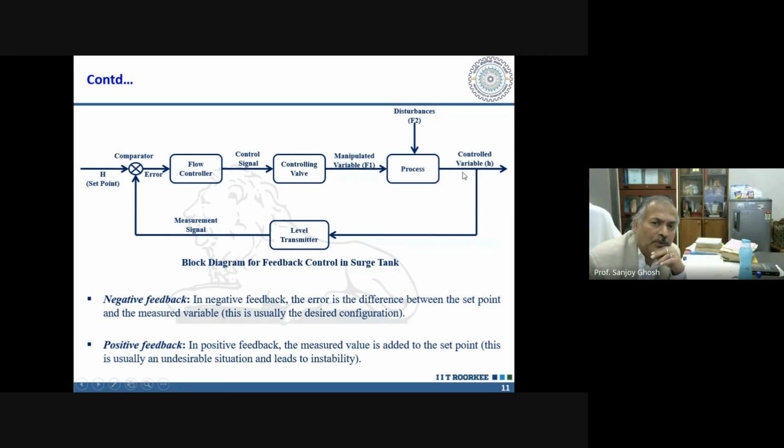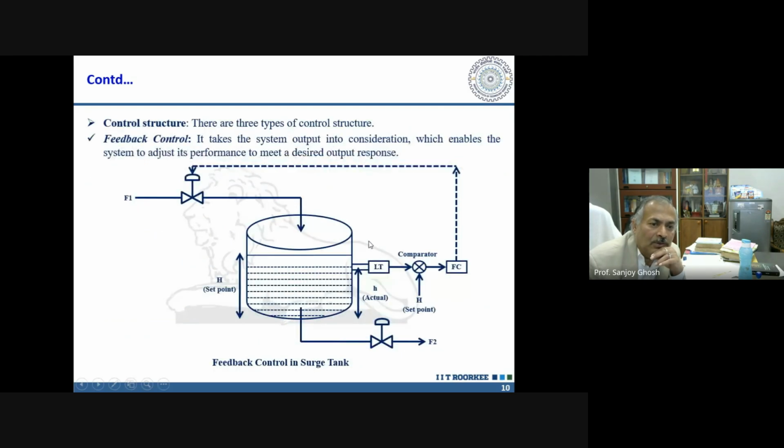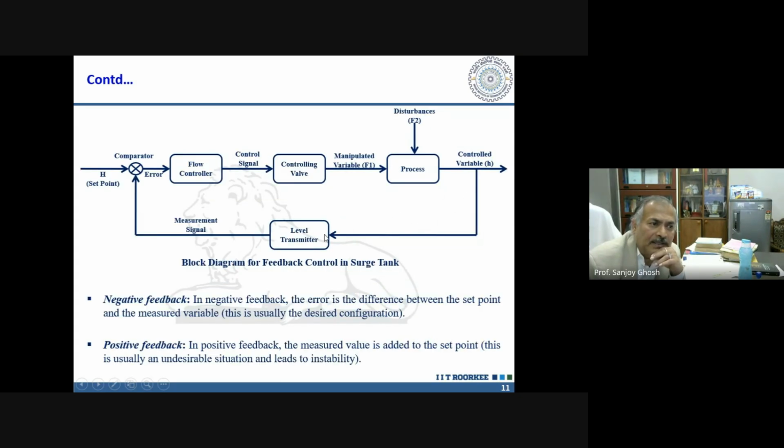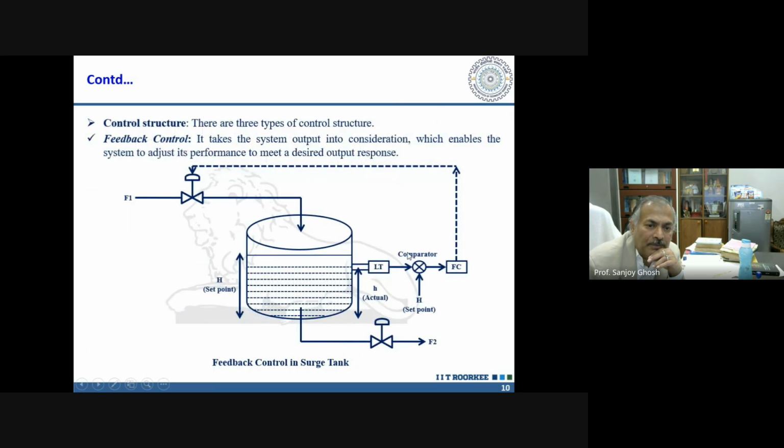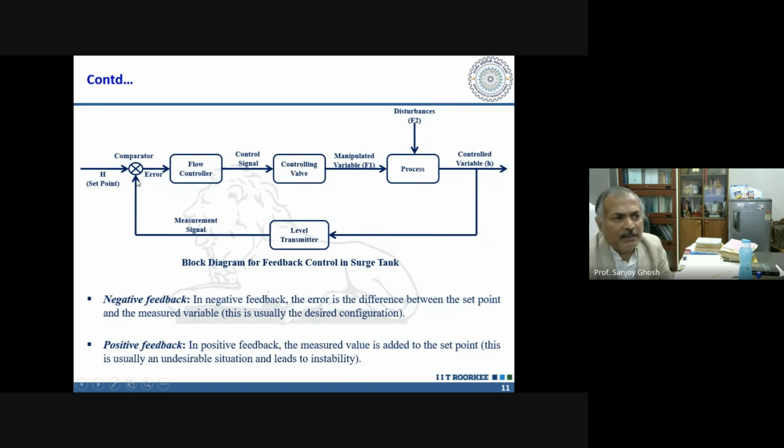As a result, the output variable is the height, H, right? And that output variable is measured by what? The level transmitter, LT, that I told you. LT is measuring the level, and it is giving input to the comparator. This comparator is basically plus and minus. The set point is always plus, and whatever value comes from the level transmitter will be negative.